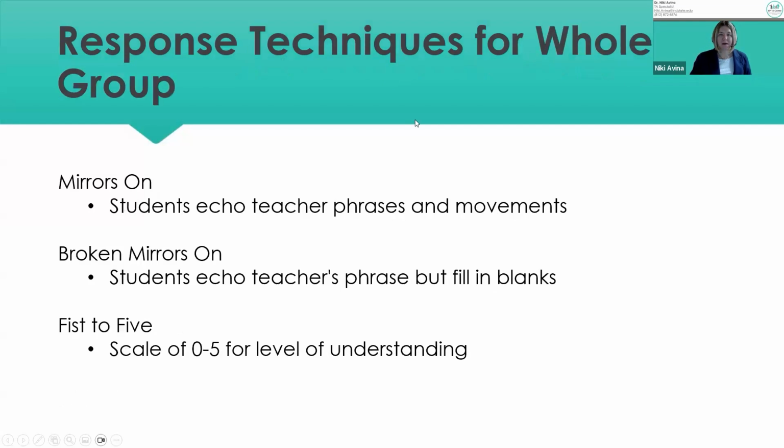Okay. Some other response techniques for the whole group. Sometimes our students aren't in small groups, they're just all together in the class, but we still want to make sure we're getting those really high quality responses to make sure that they're interacting with us and with the content. That could be mirrors on. This has been a big one. It's a popular tool with the Haggerty program. So elementary teachers have been using this a little more often in the last couple of years. But with mirrors on, the students echo the teacher's phrase and movement.